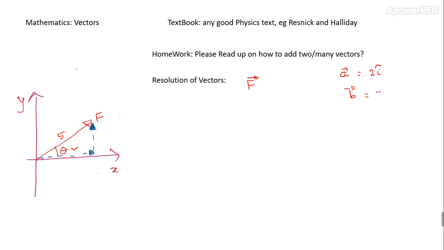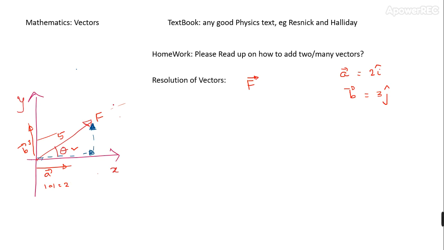a vector B, which is represented as 3 times j. Remember the examples from the last time where we had a vector B of length 3 in the y direction, and we had a vector A of length 2 in the x direction. So A was represented as 2 times i, B was represented as 3 times j.